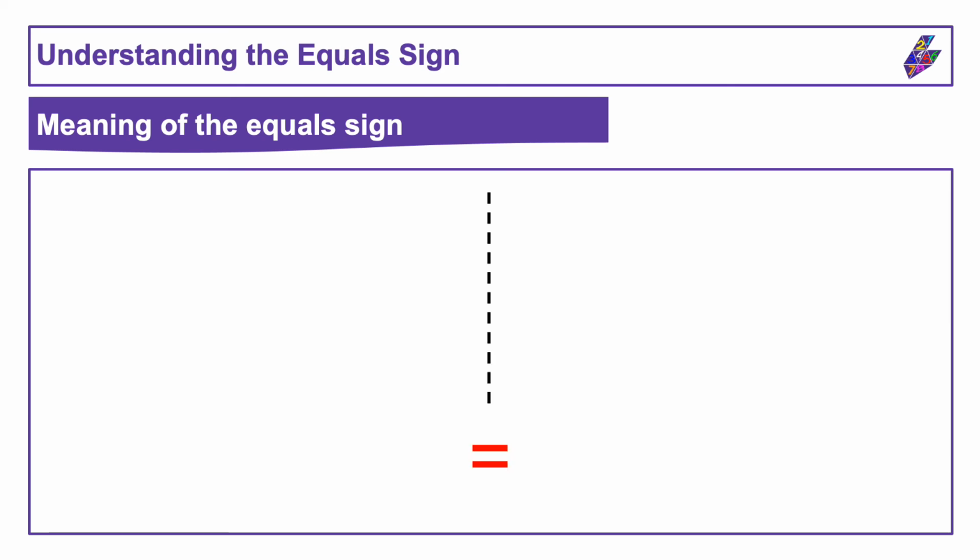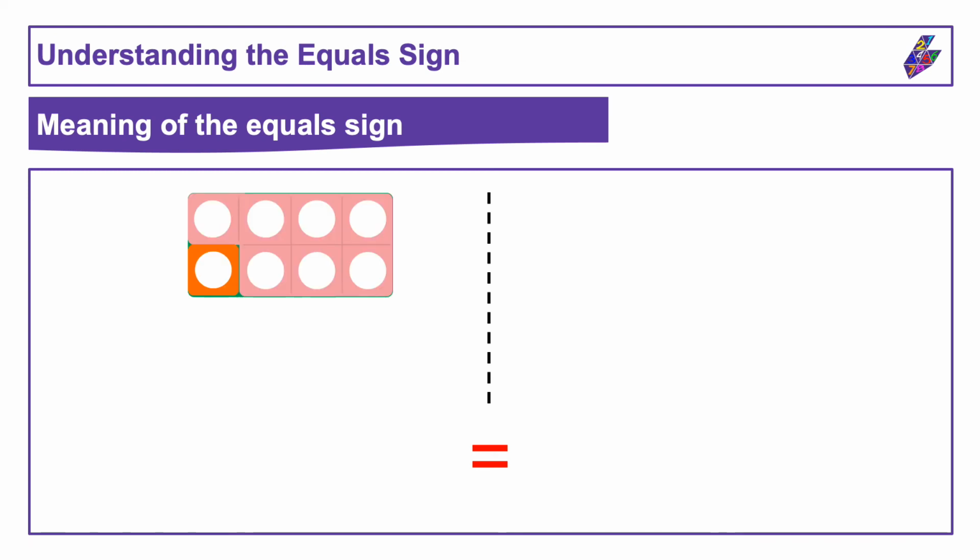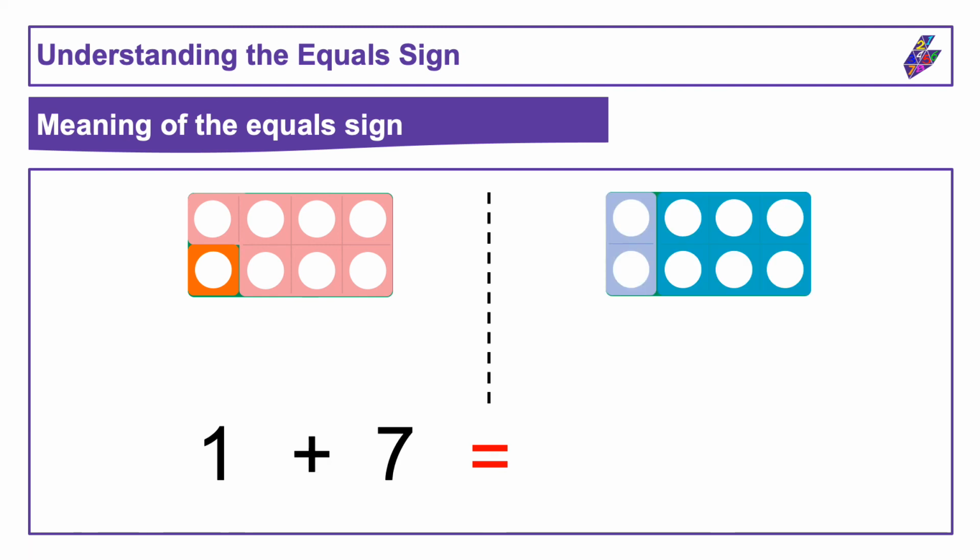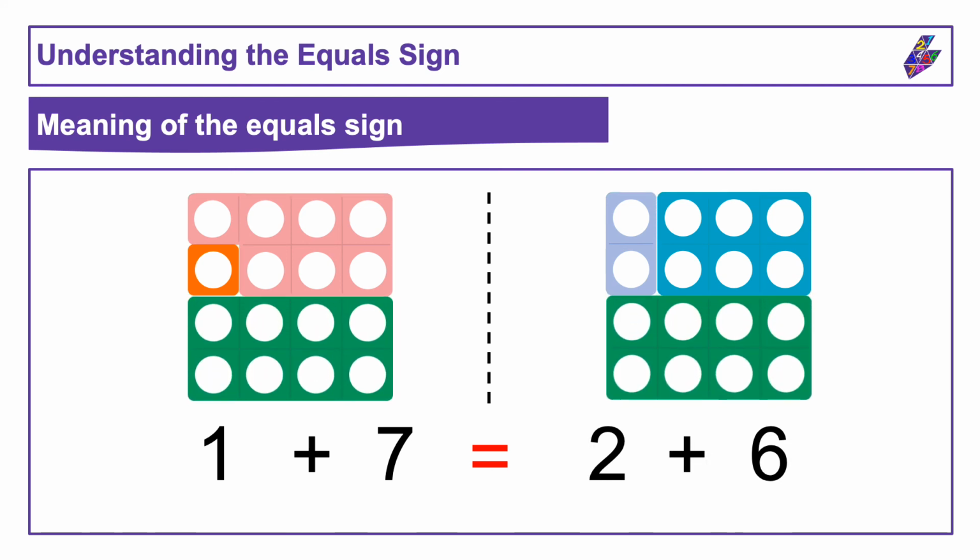Equations can have operations on both sides of the equal sign too. Look at the examples here. 1 plus 7, 2 plus 6. Both of them are equal to 8. 1 plus 7 equals 8 and 2 plus 6 equals 8. So therefore, they must be equal to one another.